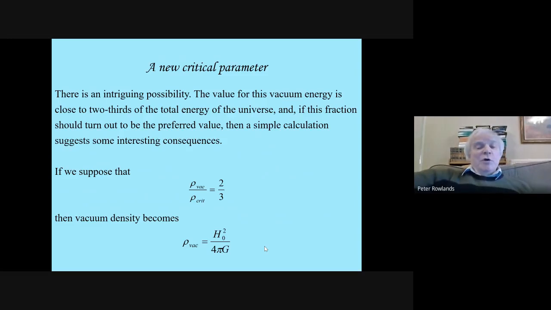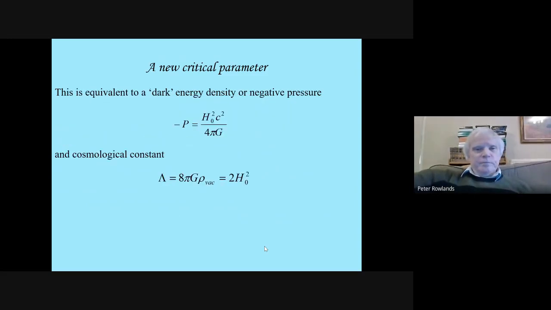Let's suppose that rho vacuum over rho critical, that's the density of the vacuum energy over the critical density of the universe, is exactly 2/3. So roughly 67%, very much within the order of the information that we have. Then we can immediately write the vacuum density as H0 squared over 4 pi G, which is equivalent to a dark energy density or negative pressure, minus p equals H0 squared c squared over 4 pi G. And a corresponding cosmological constant, interestingly, equals 2H0 squared.